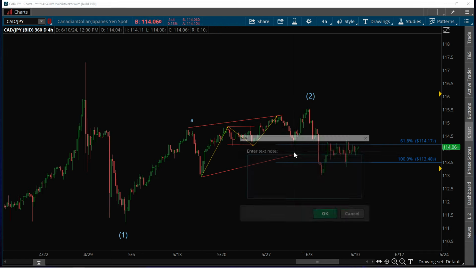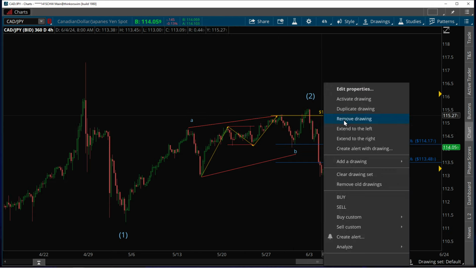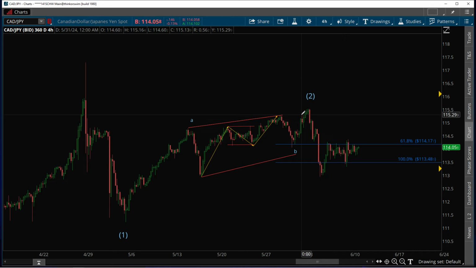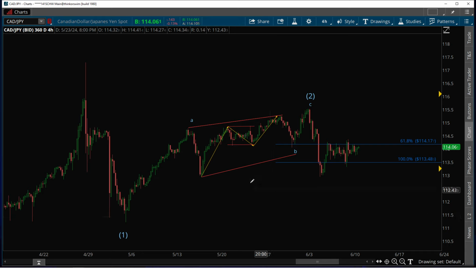We have a running flat that tags the 618 perfectly, and then we get another higher high. All right, all a C wave has to do is take out the previous high, and it's a C wave. It doesn't have to run to the 100 of wave A every time. It does not have to be as long as wave A. It just needs to break the high, and you have a C wave. All right, so this would be our C, and that is our wave 2.